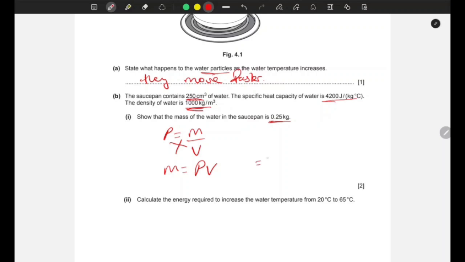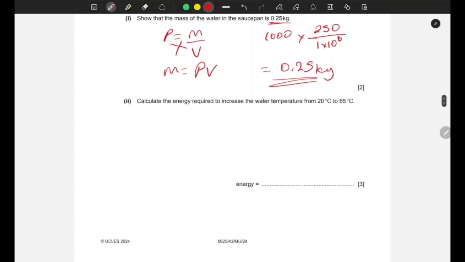So density, that's 1000, and the volume is 250 centimeters cubed. Since it's in centimeters cubed, we have to convert to meters cubed. So what we do is we divide by 1 million, or 10 to the power of 6. So it's going to be 1000 times 250 times 10 to the power of minus 6. So that would give us 0.25 kg. So that's the mass.